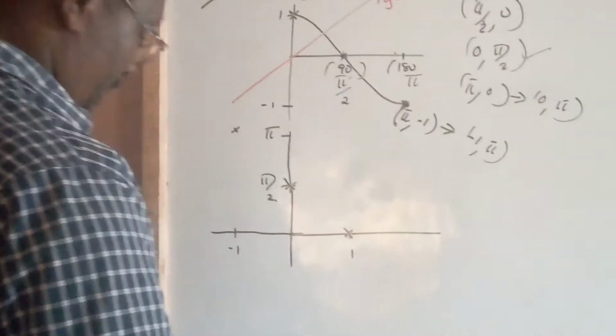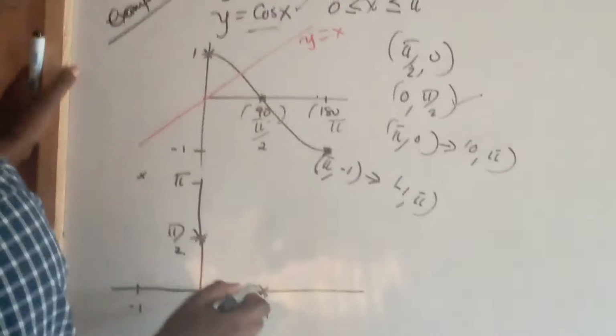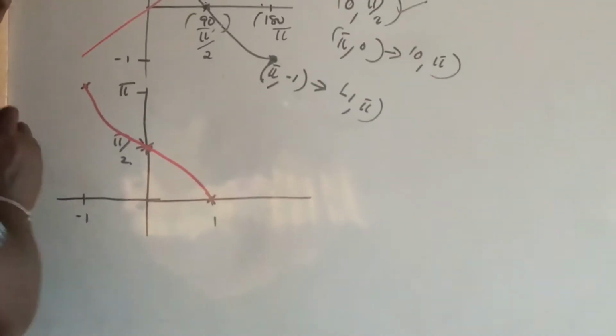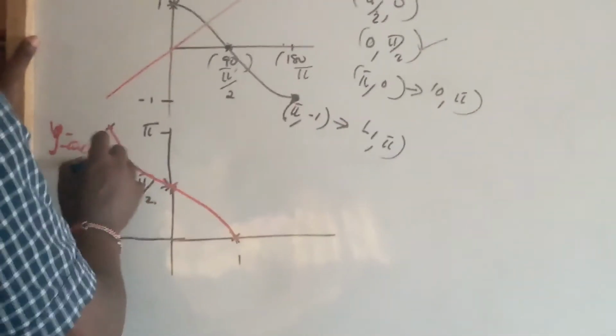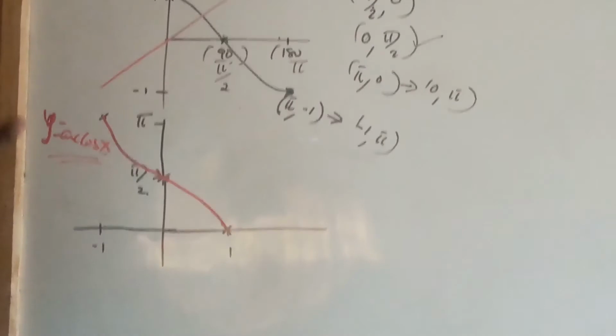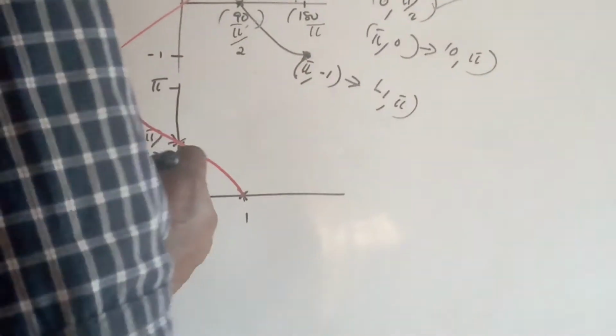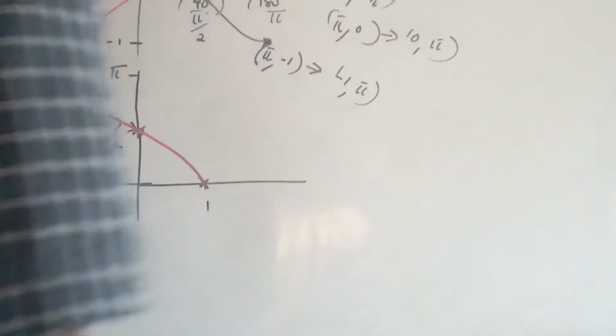So what are we saying? What we are saying is that our new graph, let me put it in a different color, our new curve is going to look like this. And this is just the graph of y equals arc cos x. That is it, just the reflection along the line y equals x.